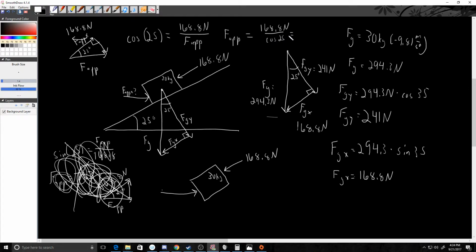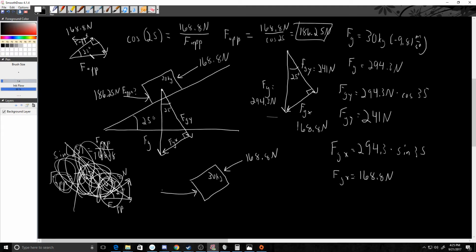All right, so let's go 168.8 divided by cosine of 25. This time I'm going to get the right answer. So I need to apply 186, let's say 186.25. That's what I need to exert. Final answer right there. I need to push with 186.25 newtons horizontally on the box in order just to keep it from moving.